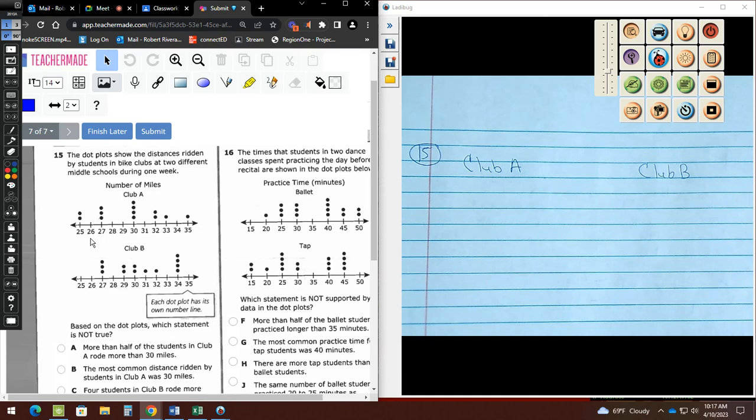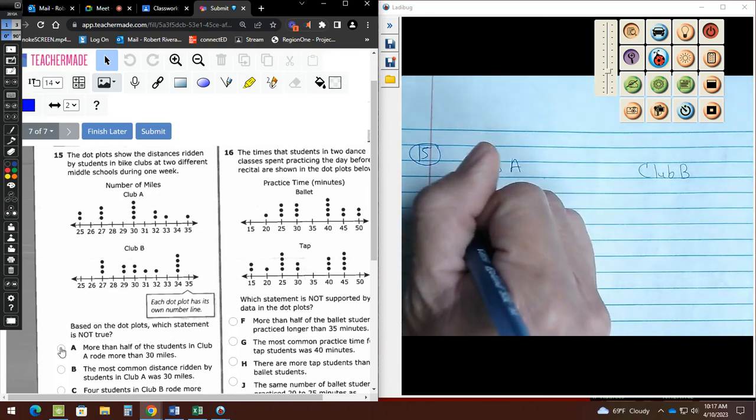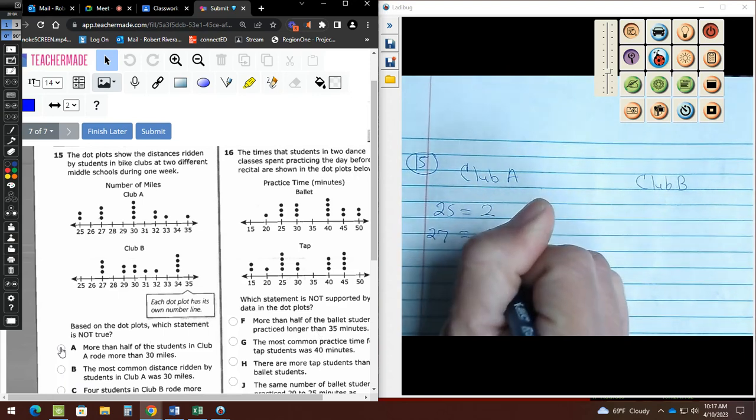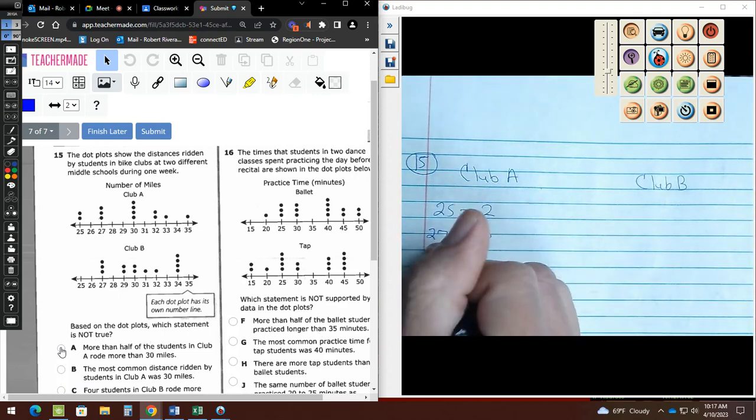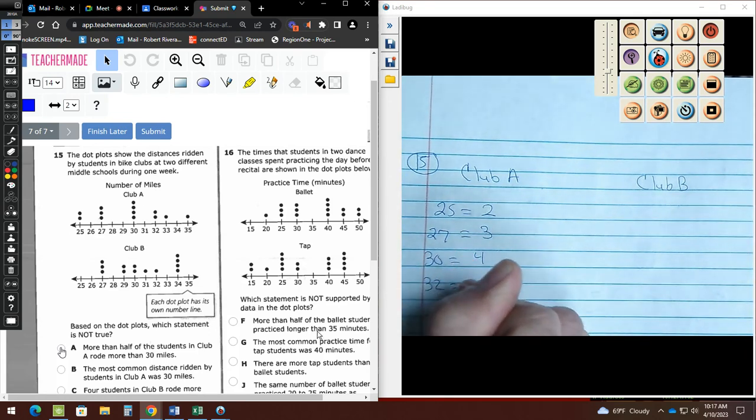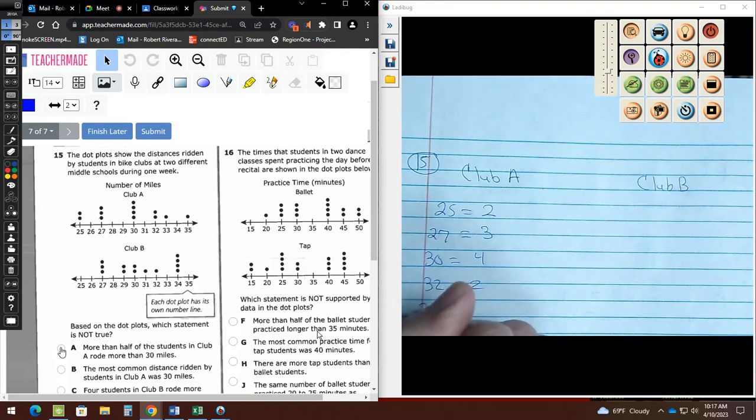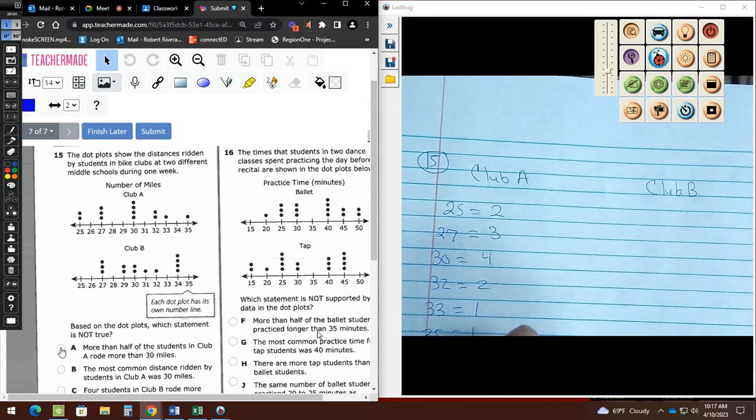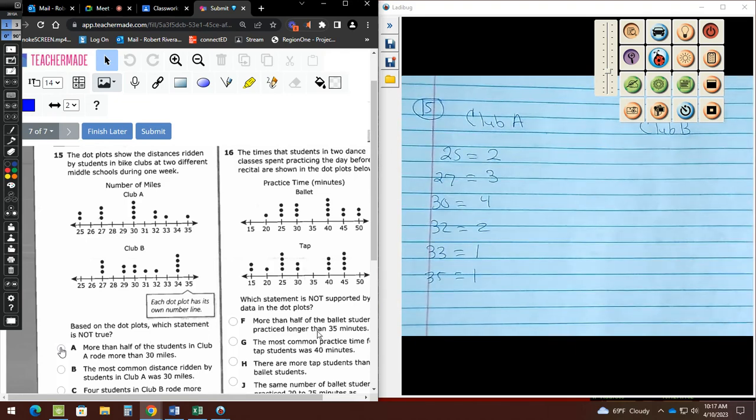So how many bike riders rode the bike for 25 miles? 2. How many bike riders rode for 27 miles? 3. Okay, so let's go ahead and put that data. 25 miles, we had 2 kids. 27 miles, how many? 3. 30 miles? 4. 32 miles? 2. 33 miles? 1. And 35 miles? 1. I just pulled out the data from there. I recommend that when they give you two dot plots like this to compare, pull out each data point.